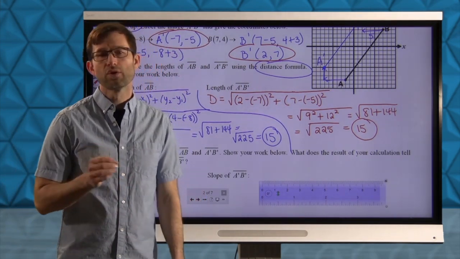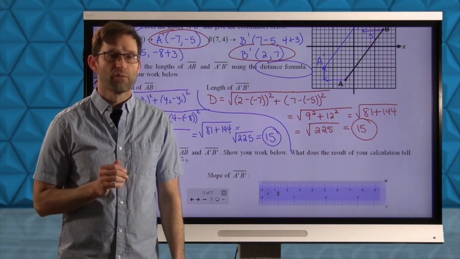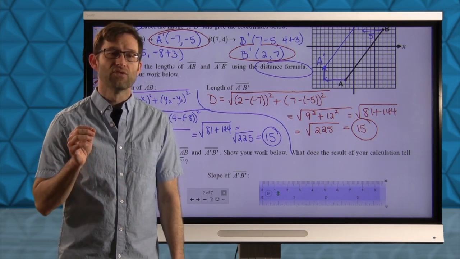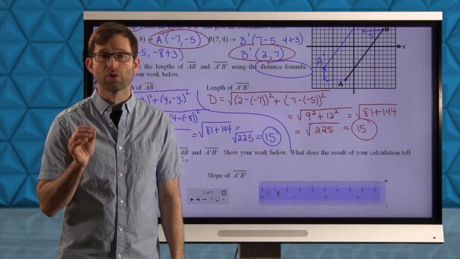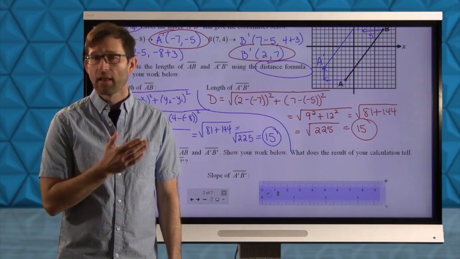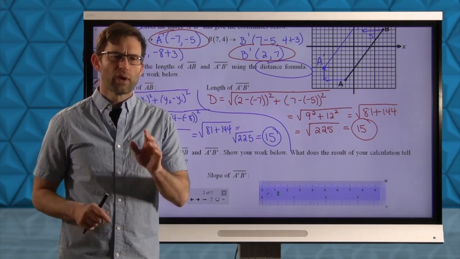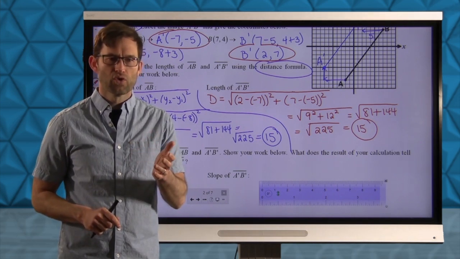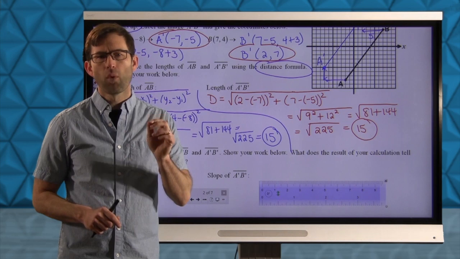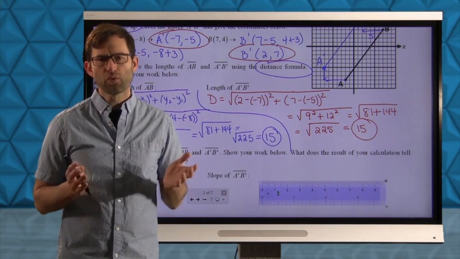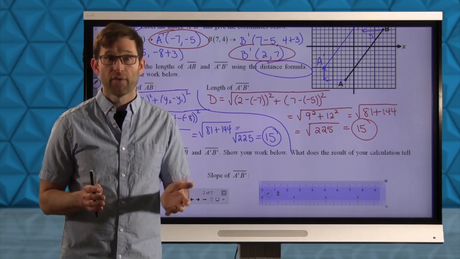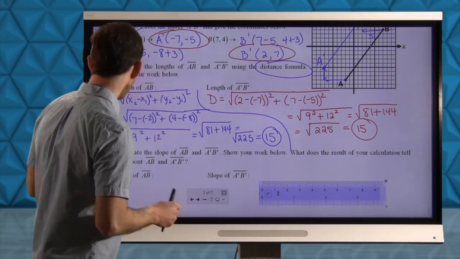A translation is a rigid body motion, and one of the many properties of rigid body motions is that they preserve length. They preserve distance. That line segment can't change its length under a translation. But translations, as a rigid body motion, also have one more interesting property that most rigid body motions don't have. So let's take a look at that right now.